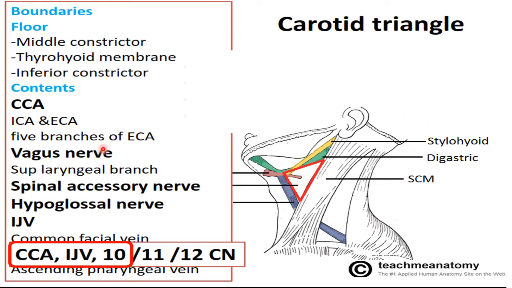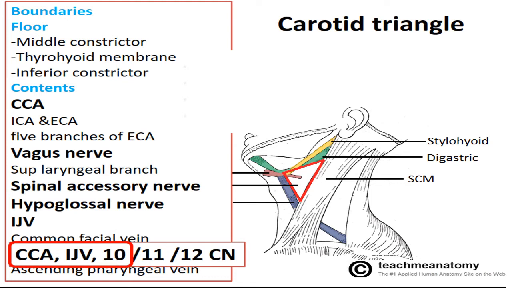Along with these arteries, we can identify the vagus nerve. The branch of the vagus present here is the superior laryngeal branch. Then the spinal accessory nerve, the 11th cranial nerve, is present, and the hypoglossal nerve, the 12th cranial nerve, is also present in this carotid triangle. Along with the artery and the nerves, we can identify the internal jugular vein and the common facial vein. It is very easy to remember the contents: artery, vein, and nerve.